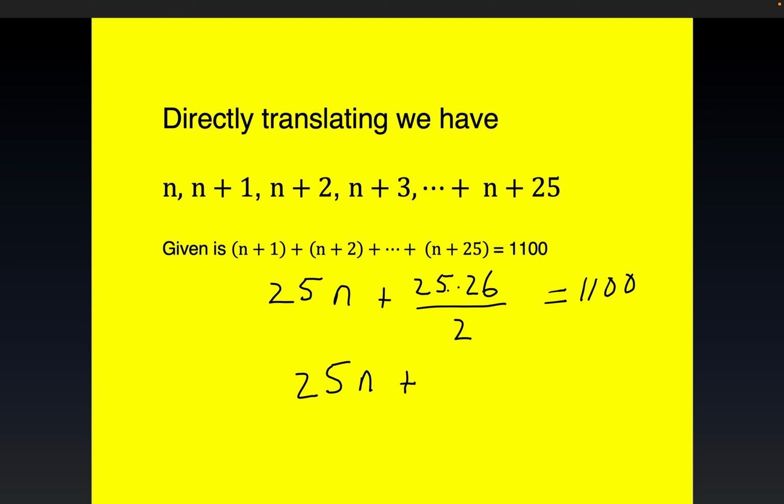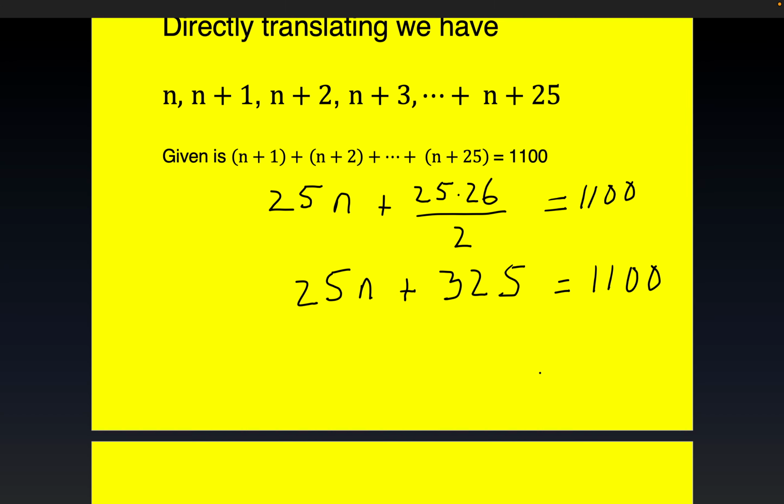So we have 25 times 13 here. What is that? Is that 325? 25 times 12 is 300, right? So I think that's 325, equals 1100. Can we handle this arithmetic in our heads? Let's hope so. 25n.